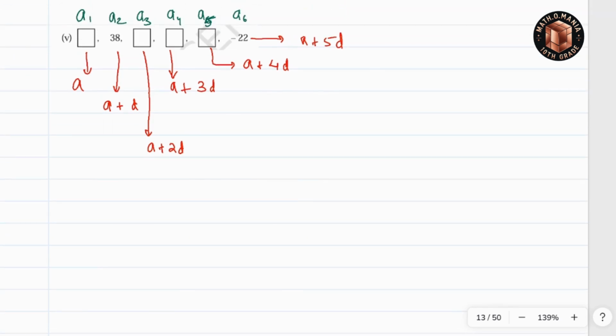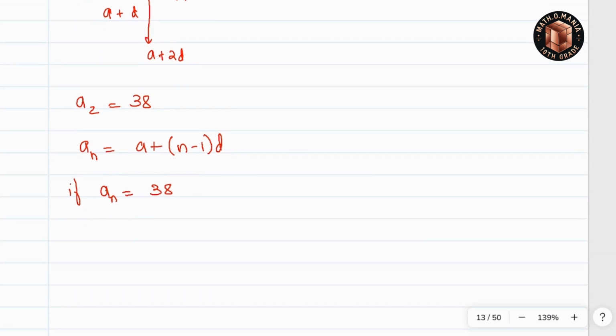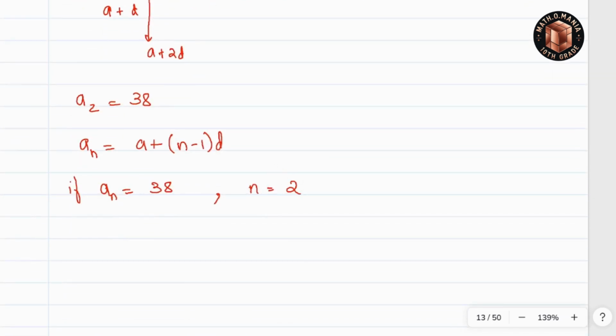Here, what is given? From here, I can write my A2 equal to 38. An equals A plus (n minus 1) into D. If I am taking my An equal to 38, then 38 is which term? That is the second term. That means our n will be equal to 2.